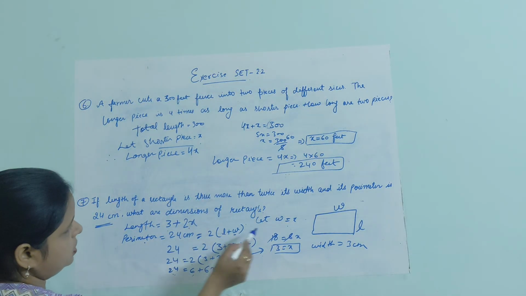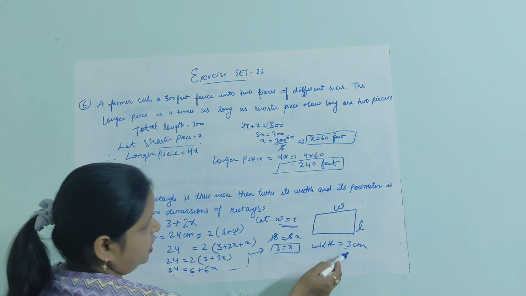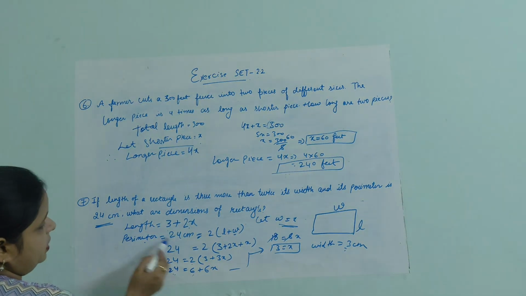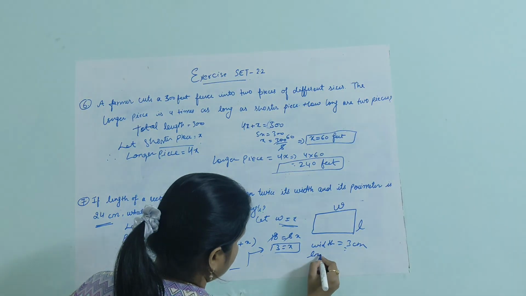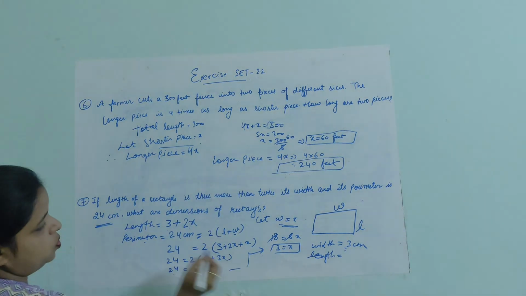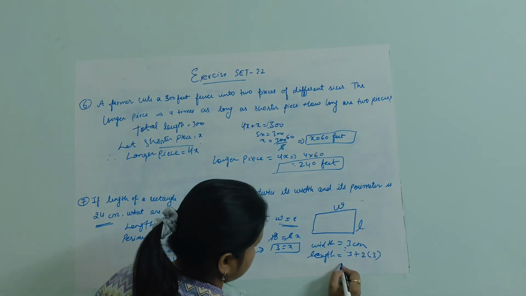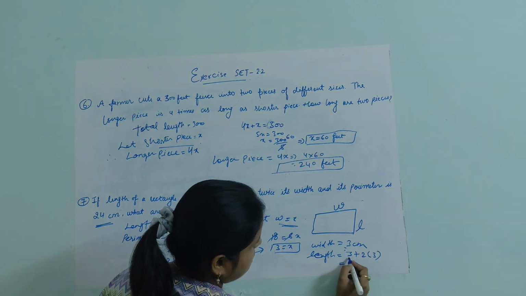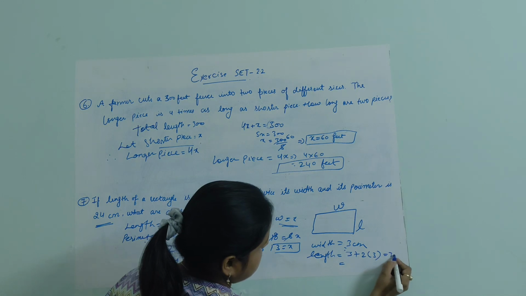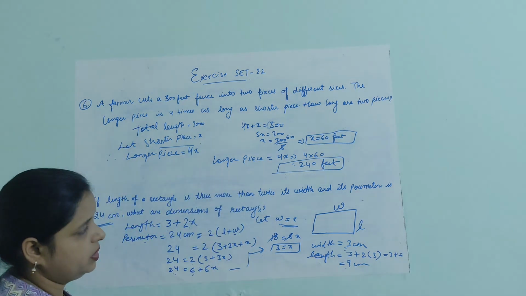So width is equal to x. X is 3. That means 3 centimeter. And then length is equal to 3 plus 2x. X is 3. 3 times 2 is 6, and 6 plus 3 is 9 centimeter. That means length is 9 centimeter.